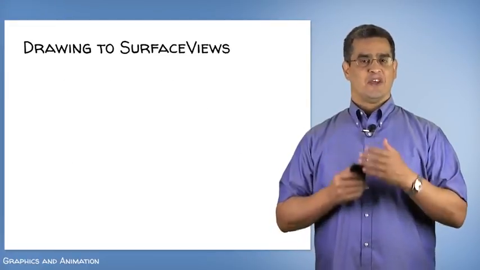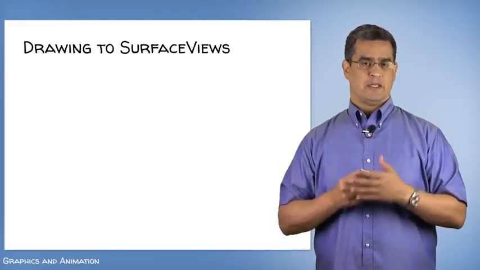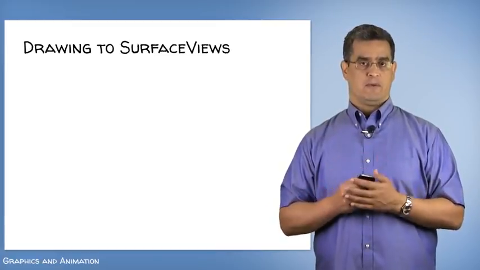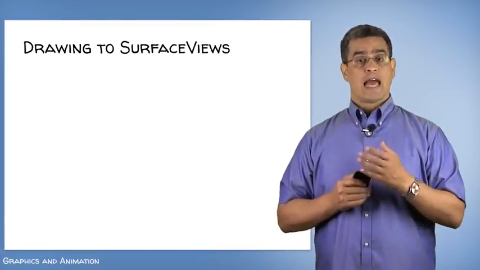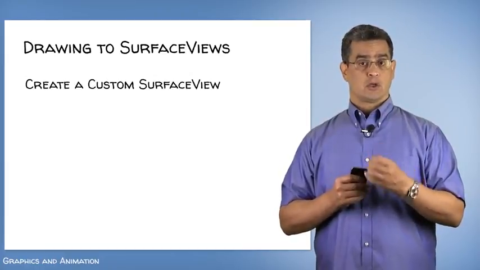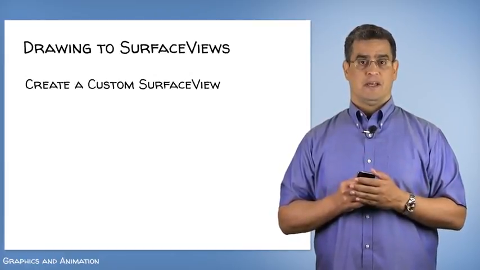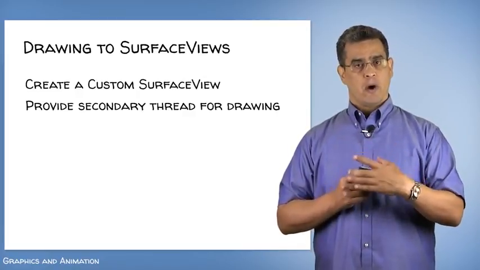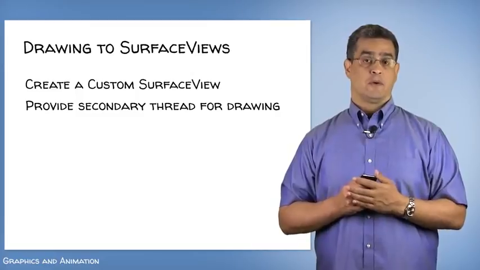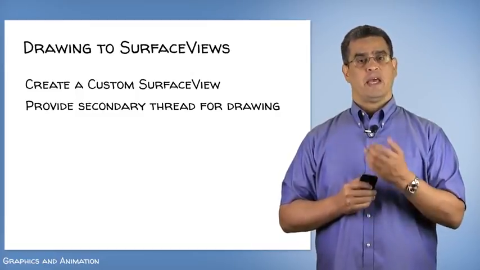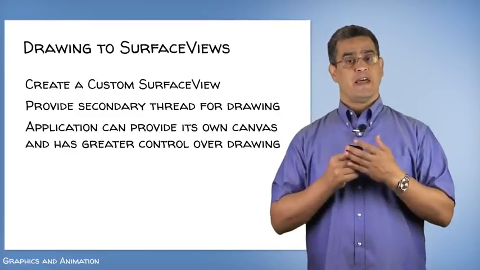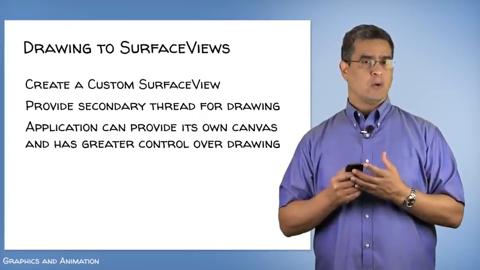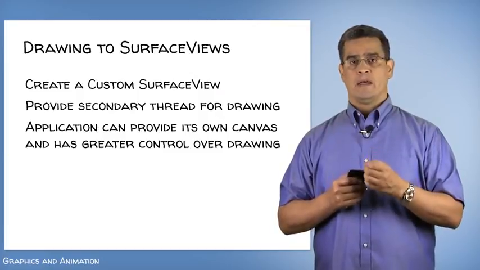If instead, your application needs to frequently update its graphics, then you might consider drawing through a surface view. With this approach, the application creates a custom surface view subclass, and it will also create a secondary thread with which drawing operations on that surface view will be performed. At runtime, the application can then acquire its own canvas and therefore exercise more control over how and when drawing occurs.